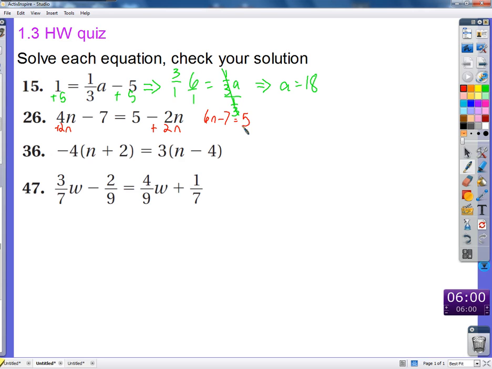We're going to isolate that variable. Yes? Add 7. So negative 7 plus 7 is 0. 5 plus 7 is 12, so 6n equals 12. And so we know 6 times the number we want is 12, so the number we want would be 1/6 of that, divided by 6. And n is 2.